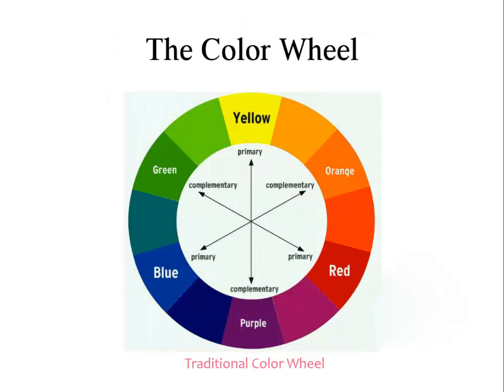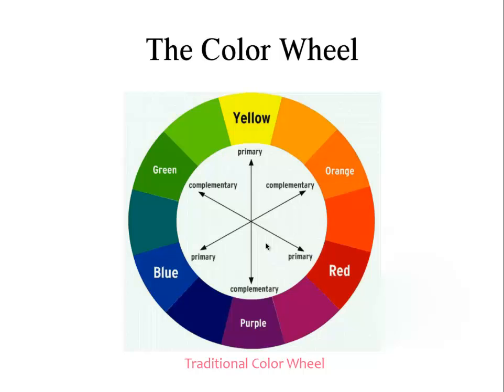Okay, so we have our color wheel, and this is the traditional color wheel. In here we have our primaries, the yellow, red, and blue, and then our complementaries to that would be green for red, orange for blue, and purple for yellow. So this makes up our traditional color wheel. But this is not the true color wheel.